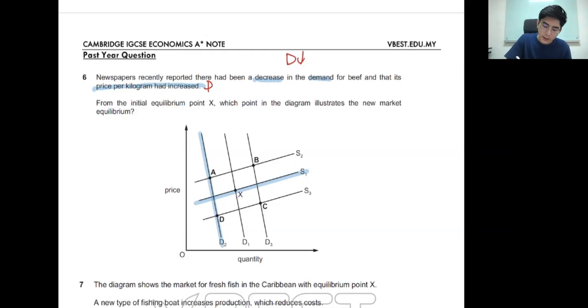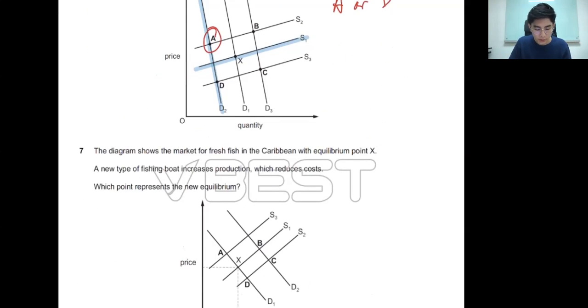So it's either A or D. Let's look at the question. The question says the price per kilo increases. So the answer is A. Quite simple.